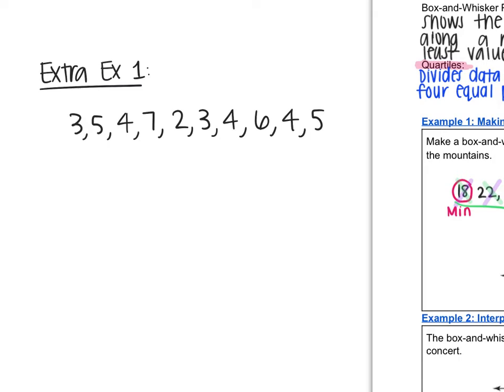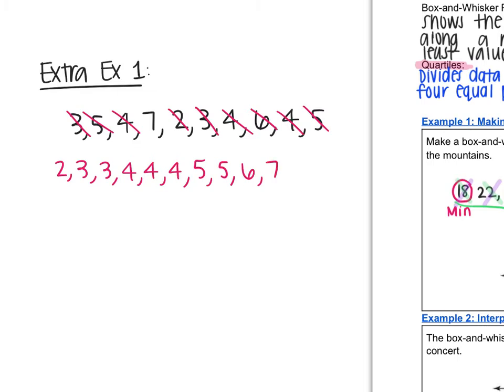So step 1, or again, pause it here if you want to try it on your own, and then you can check it, but I'm going to go through it. Step 1 here is to put the numbers in order. So I see a 2, I've got 3, 3, I've got 4, 4, 4, 5, 5, 6, 7.